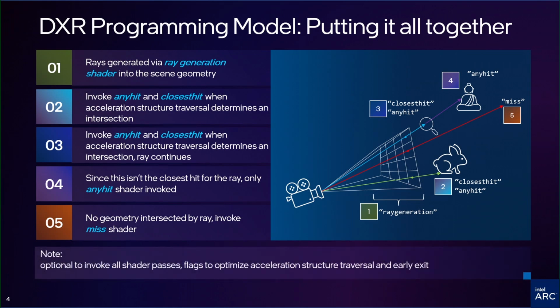One other thing to mention here is all of these shader types are optional to execute. And the other thing is we have flags that we can optimize these structures so we can have an early exit. For example, when we hit the bunny, maybe we don't have an any hit shader at all because we just hit that rabbit, and we're not going to need to move that ray any further in the scene, so we can go ahead and early out on that.